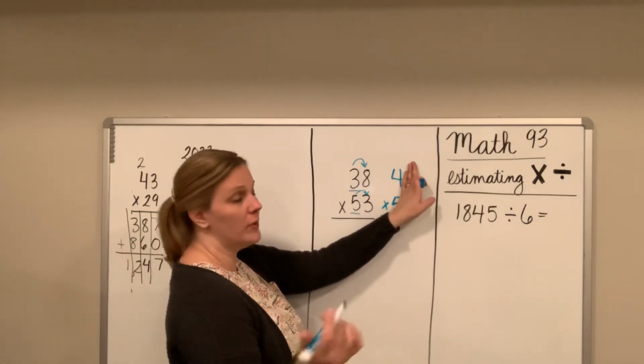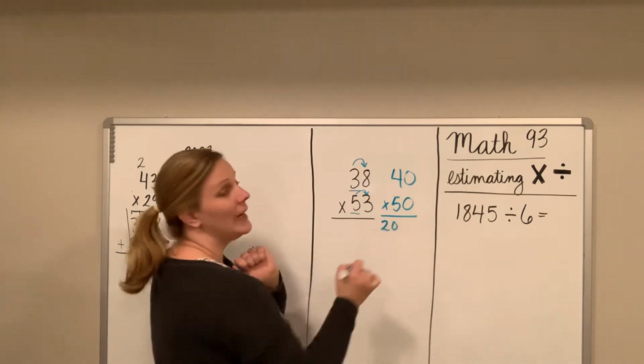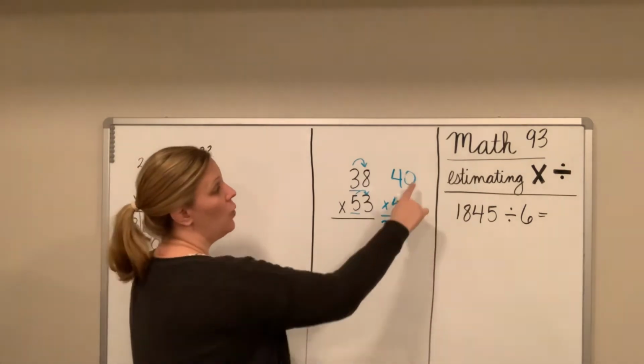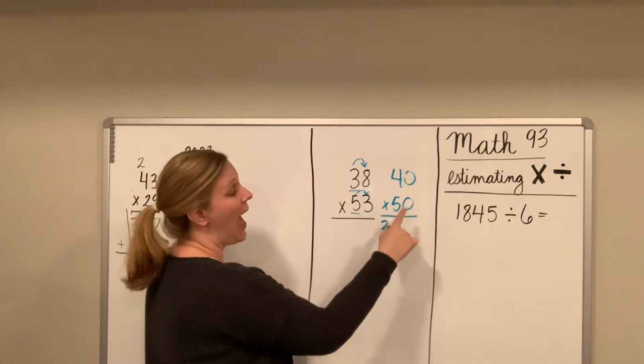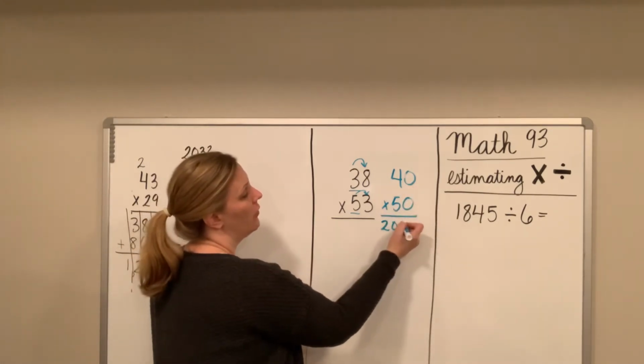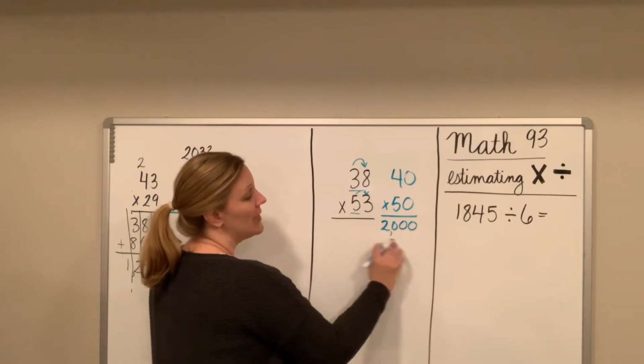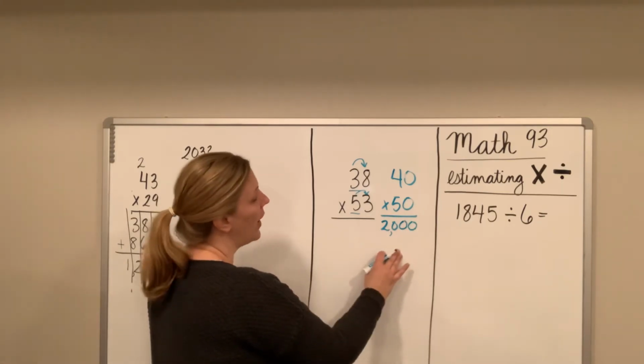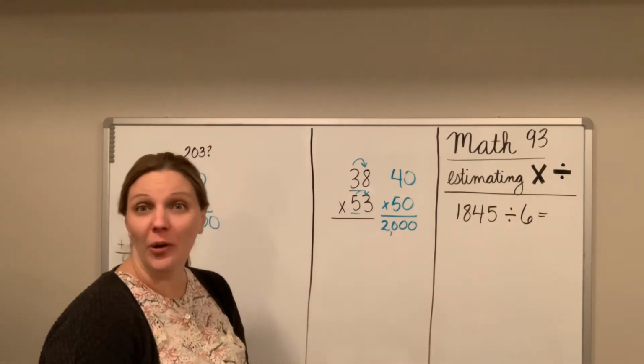4 times 5, you all know, is 20. Then I need to add back in the zeros. I have 1, 2 zeros in my problem, so I need to add them to my answer. There's already a 0 here, but I still need to add 2 up there. So my estimate is 2,000. Okay? If you got 2,000, you are right.